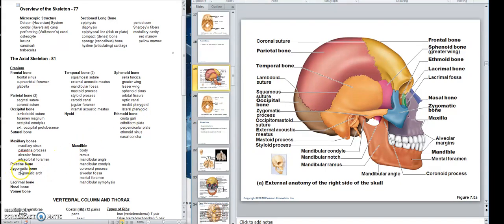So the zygomatic arch is not just formed by the zygoma. It's formed by both the zygoma or zygomatic bone and this bone right here. Okay, this portion of the temporal bone.